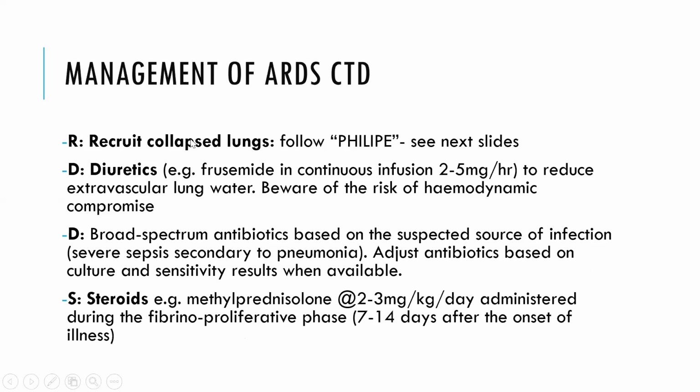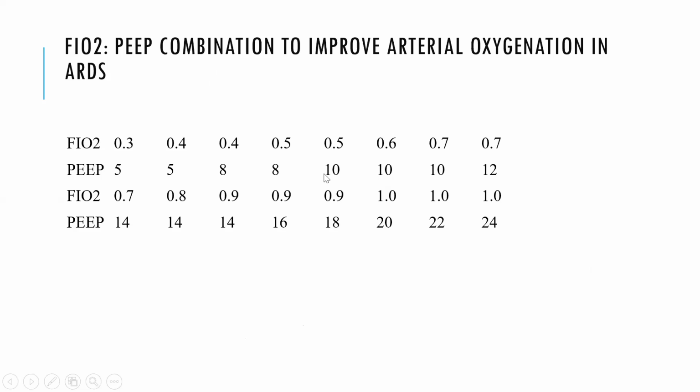All right, so the R: you want to recruit collapsed lungs. Those of you who have worked with me know the mnemonic PHILIPPE. By the time your patient requires higher FiO2, your patient requires higher PEEP. You can imagine this patient has FiO2 of 100 percent, that's 1, and the PEEP requirement for such patients will be as high as 20 to 24 centimeters of water. So the higher the requirement for FiO2, the higher the PEEP that is required. This is what this slide is showing us.